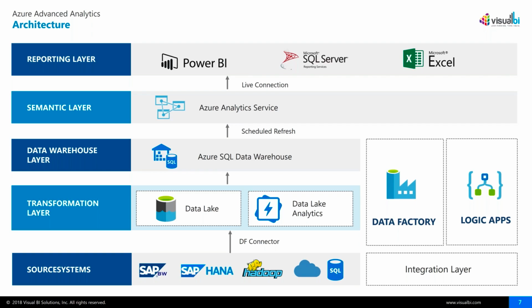Moving up to the next level, this is the data warehousing layer. And we're going to utilize Azure's SQL data warehouse for this. We've built an OLAP data structure here. It's going to be represented by fact and dimension tables, and they're going to be organized in a star schema.